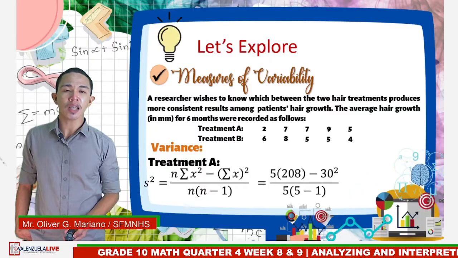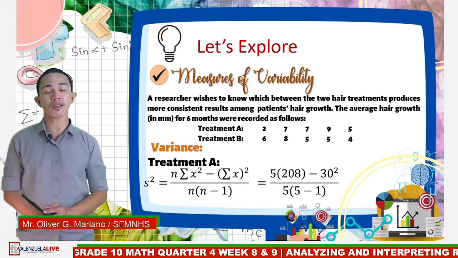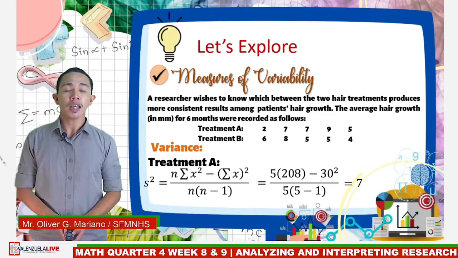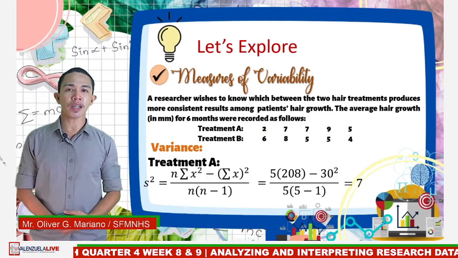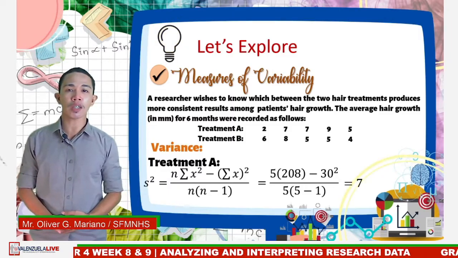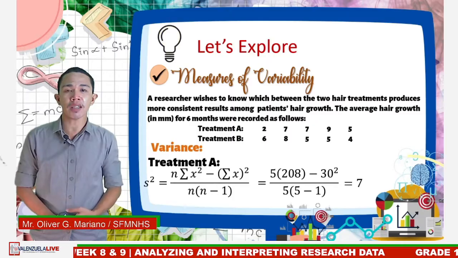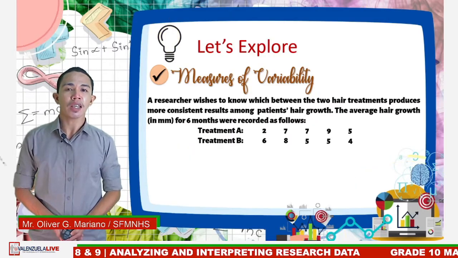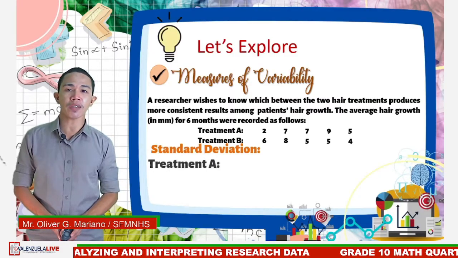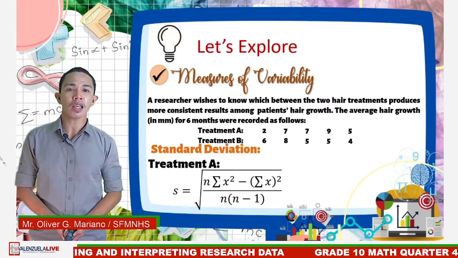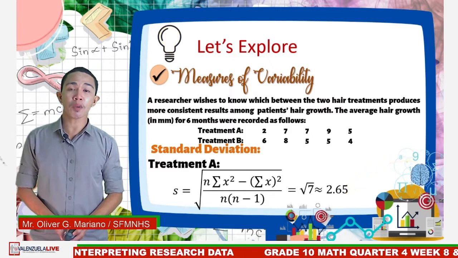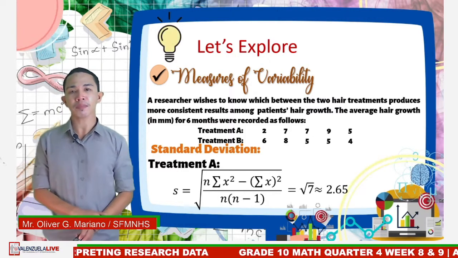Substitution yields 5 times 208 minus the square of 30 all over 5 times quantity 5 minus 1. Performing all the operations therein gives us 7. So the variance for the data given in treatment A is 7. Now, we learned earlier that the standard deviation is just the square root of variance. So for treatment A, the standard deviation is the square root of 7, which is approximately 2.64.